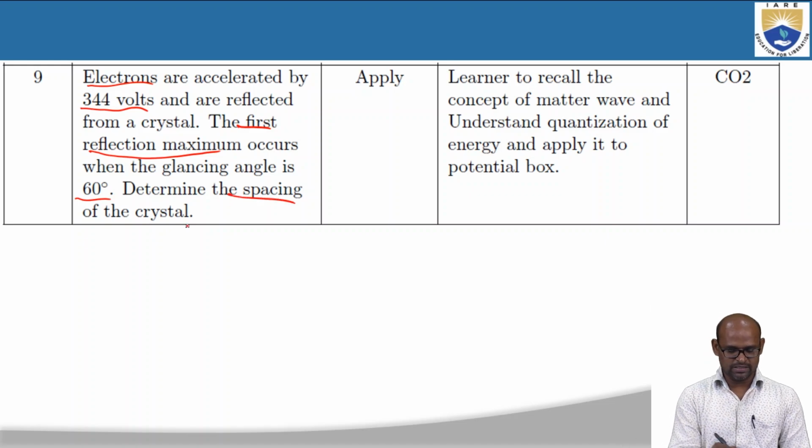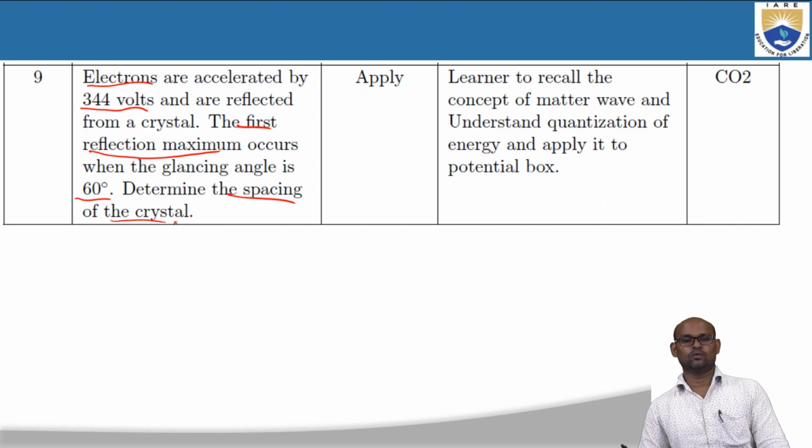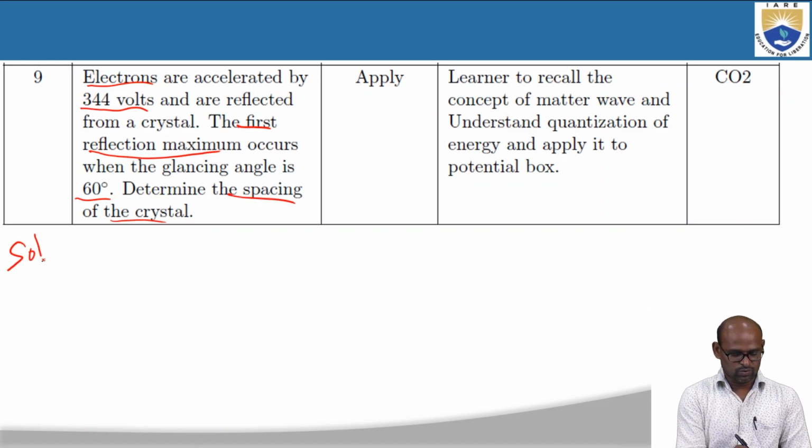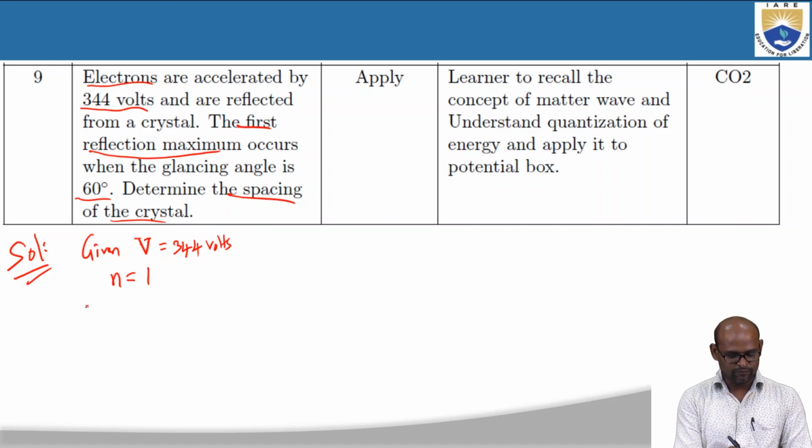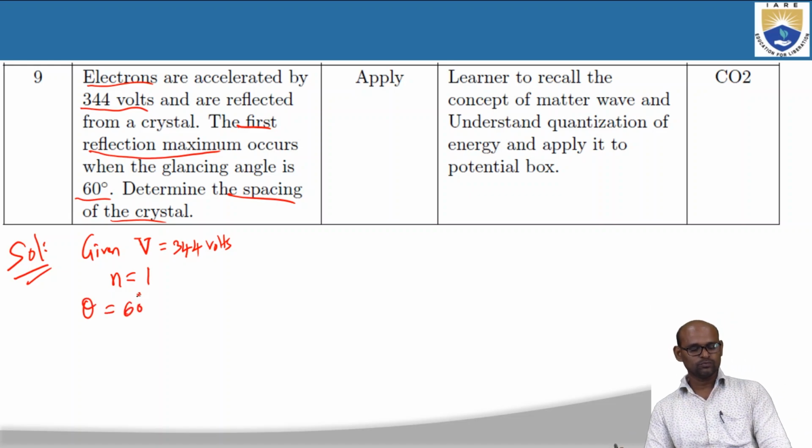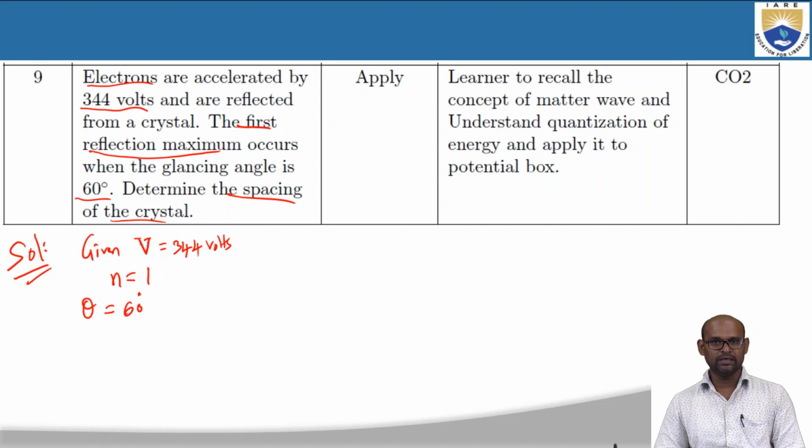We need to find the spacing of the crystal, D. They have given us the voltage potential as 344 volts. They also mentioned the first reflection occurs, so n is equal to 1, and the diffraction angle theta is 60 degrees. We need to calculate the spacing D.